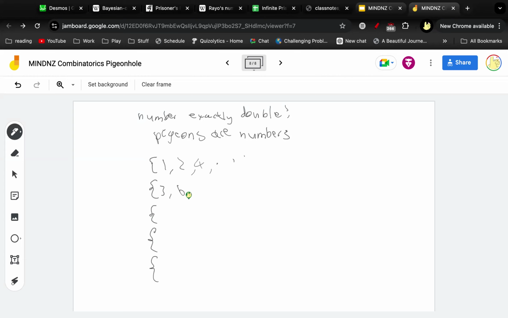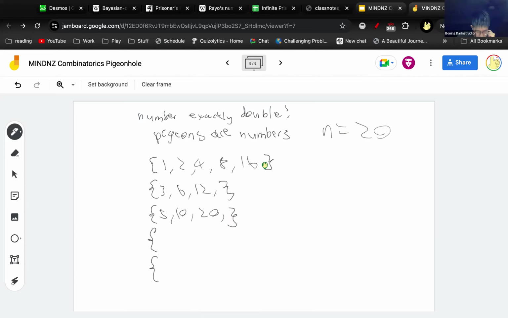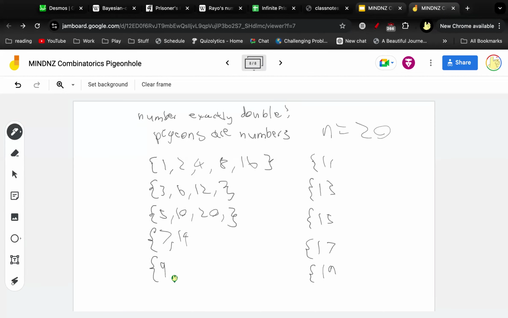Oh wait, let's use an actual example. Let's say we're doing the numbers from 1 to 20. Yeah, 1 to 20. Okay. So we keep doubling every odd number until it's going to escape the bounds of 2n equals 20, right? Yep, we do that. Oh wait, it should be 2n equals 20 by the way.